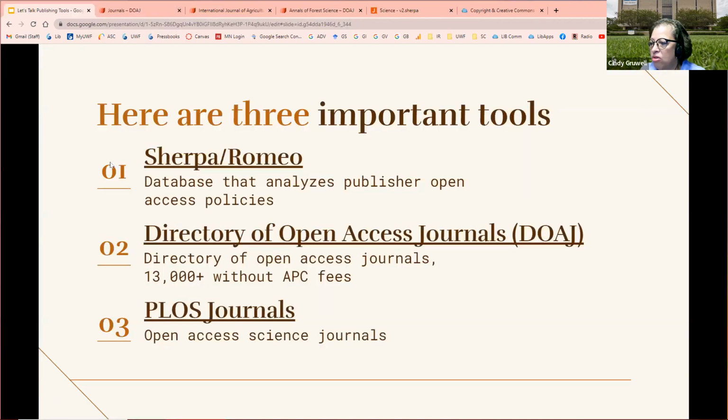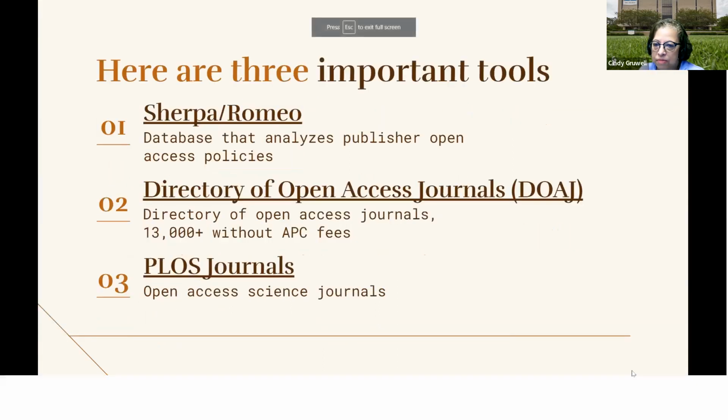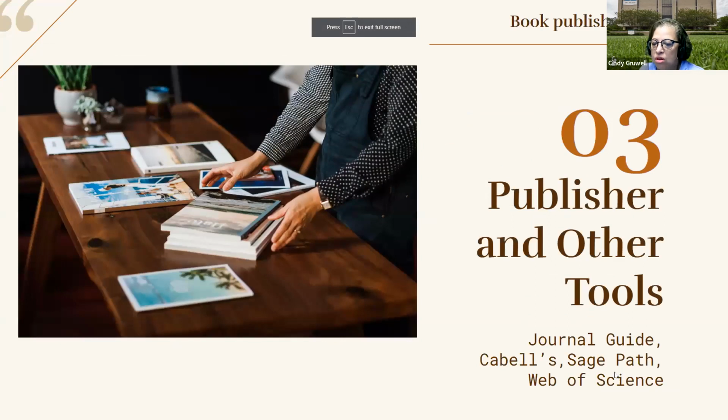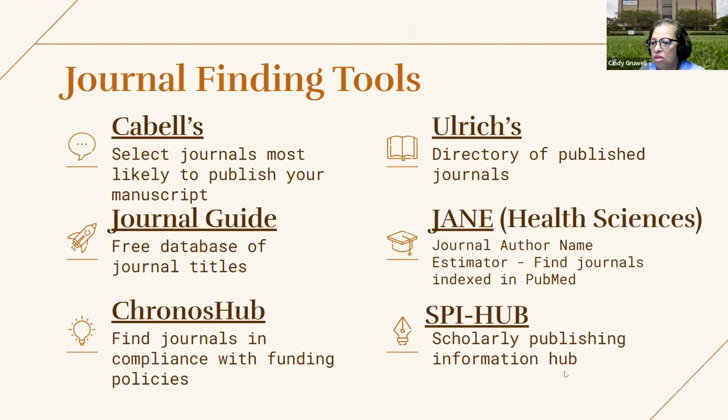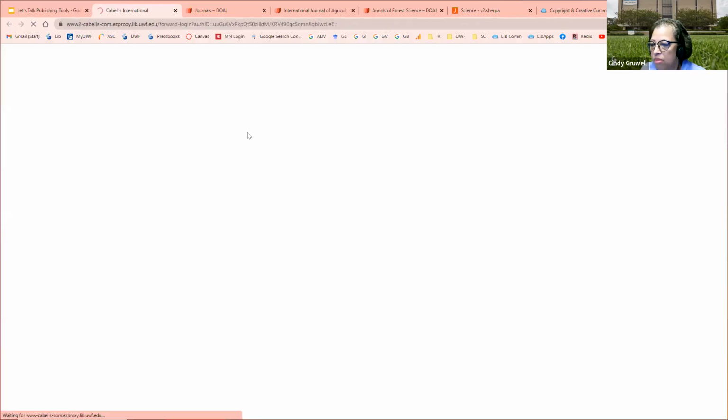So all three of these sources are excellent for finding open access journals. Let's move on to publisher and other tools. Now, there are a wide variety of other tools that you can use to find journals. These will find both open access and your traditional subscription-based journals. Some of these resources are affiliated with UWF, so you would have to log in to use them.